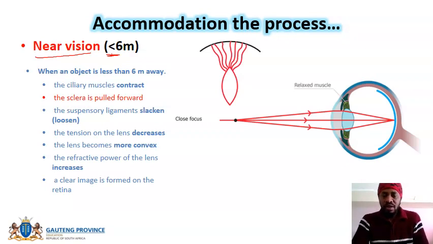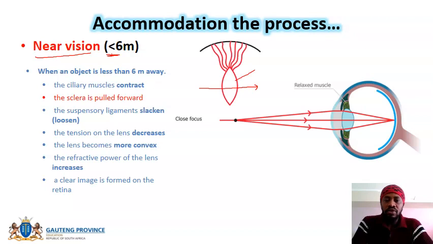Now, remember, for a near object we will need a convex lens. Why? Because we want more water. And what does more water do? More water bends light more. More. Remember. Why do we need a convex lens? So that we don't forget.